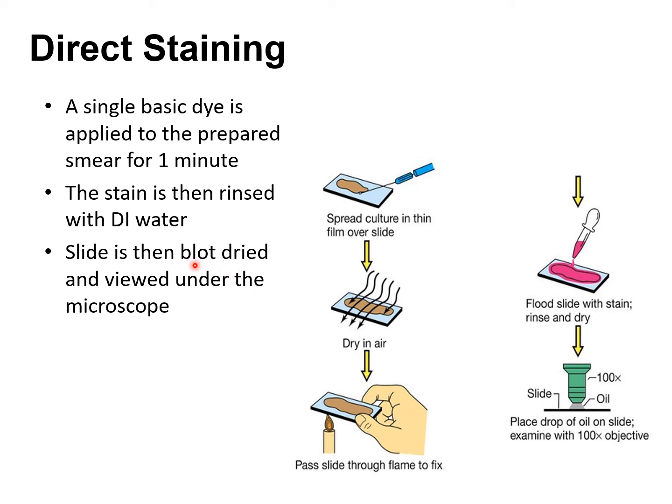We use a special type of blotting paper called bibulous paper. That's the blotting paper that we use, and you blot dry it very gently, because you don't want to remove your smear. Then you're ready to view it under the microscope.